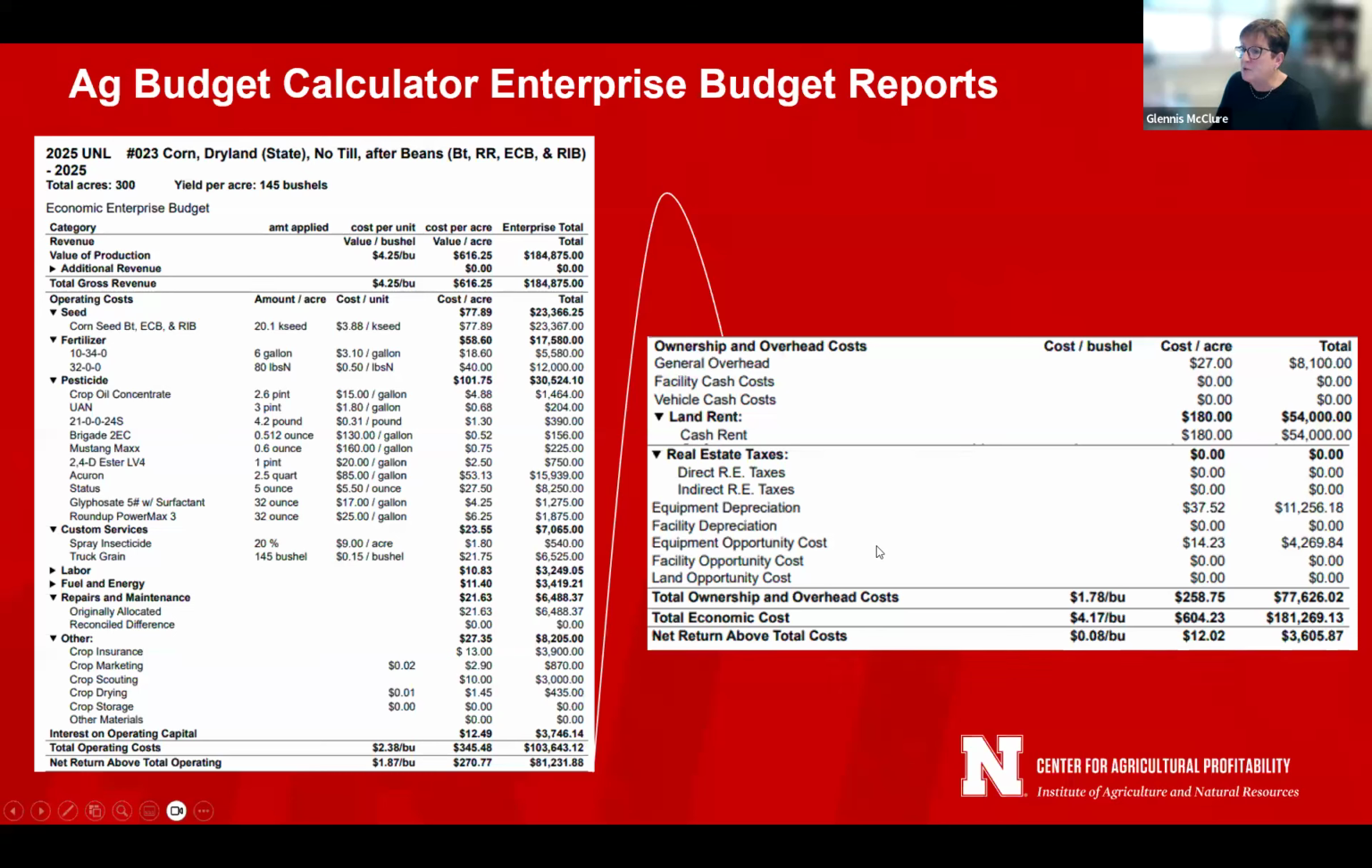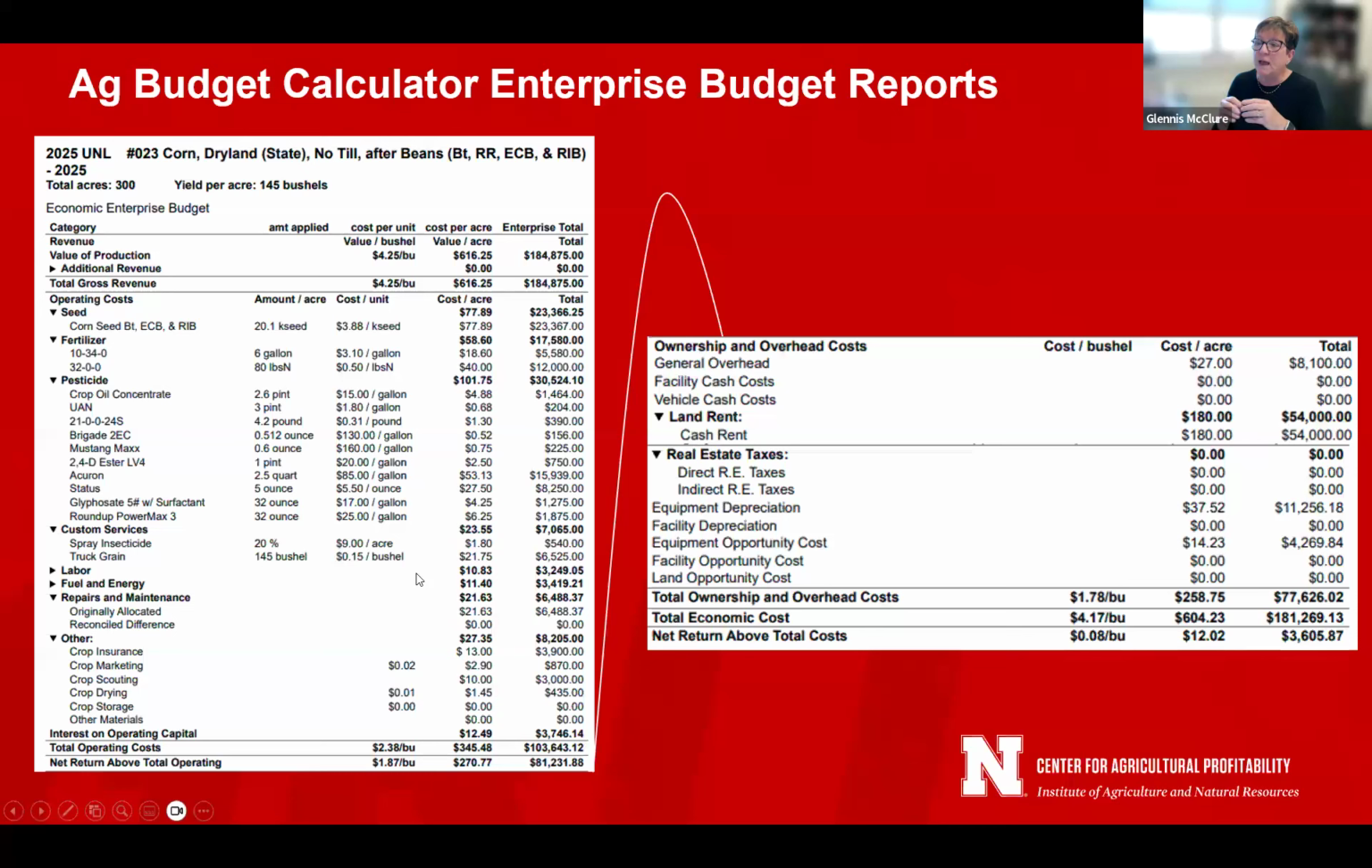We do have equipment opportunity cost, and we do have equipment depreciation in here. So we're looking at a 417 economic cost in this example. And if we sold for 427, we'd have a plus 8 cents per bushel. And for this 300 acres, that's what would be showing for net. So that's basically the first page or two. And you can collapse the details. You don't have to have all of this detail showing.